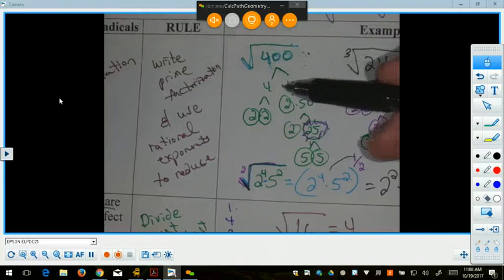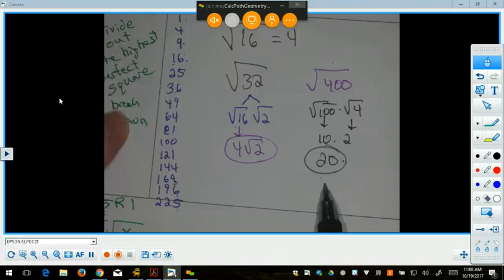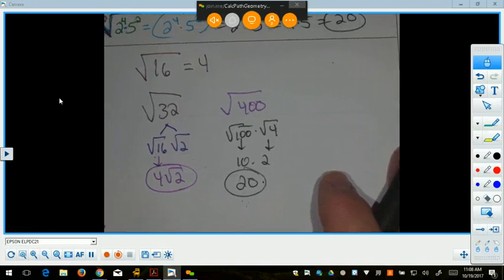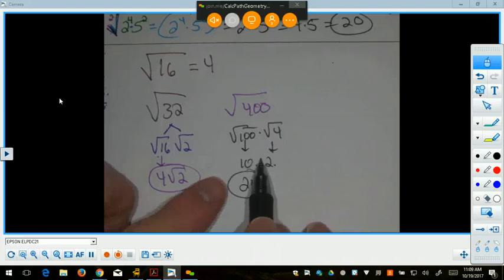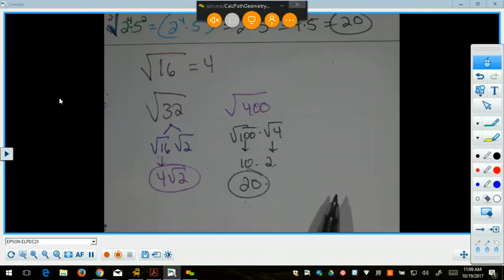Now, I still have people who like the other method. And when you get to cube roots, that is probably a better method. But if you can do square roots and you know your perfect squares, then you're good to do these problems. Wait, how did you get 10 times 2? Well, the square root of 100 is 10. The square root of 4 is 2. So now that they've escaped the square root because I had an answer to them, I can multiply them together.